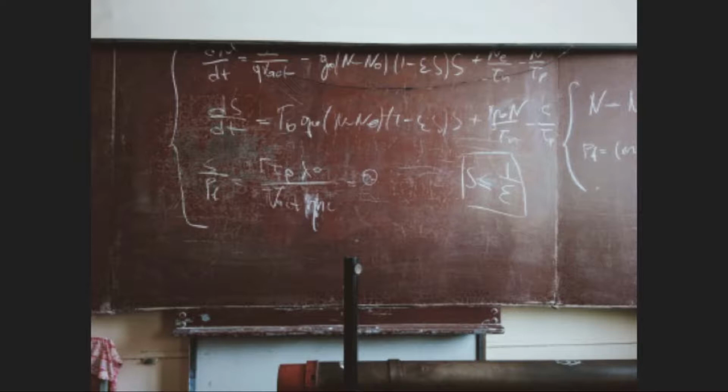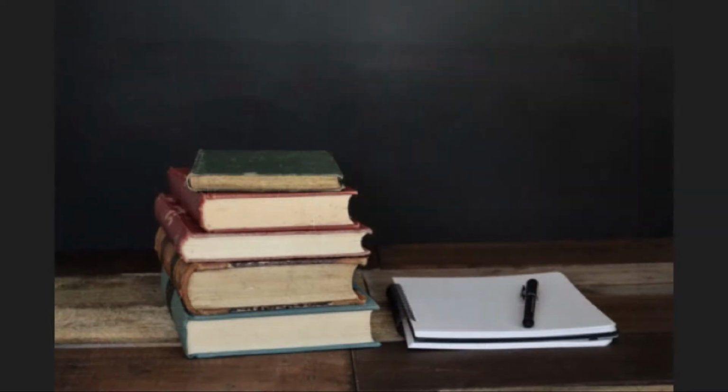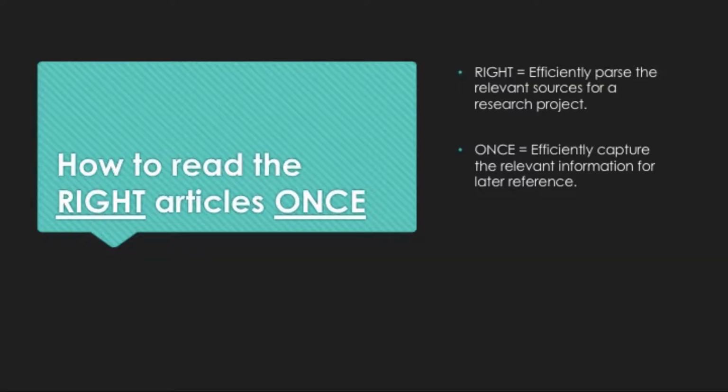Most scholars are actually sifting through literature to find the most relevant and meaningful sources. We don't want to read everything. We want to read the most relevant sources. Moreover, we don't want to read the same article 30 times just because we couldn't remember what the whole thing was about. Perhaps a better way to describe this video is not how to read a journal article, but rather how to read the right articles once.